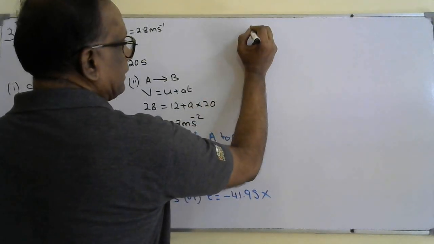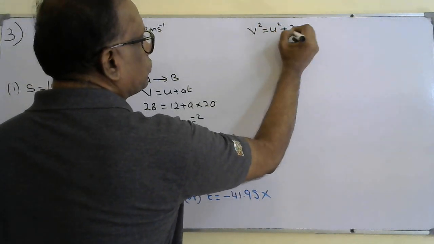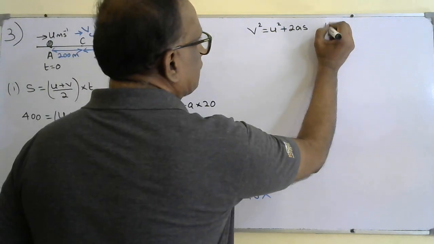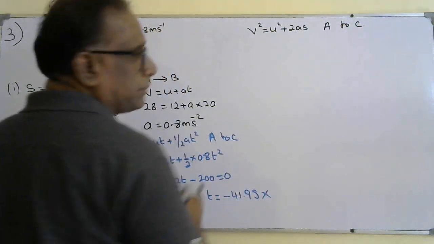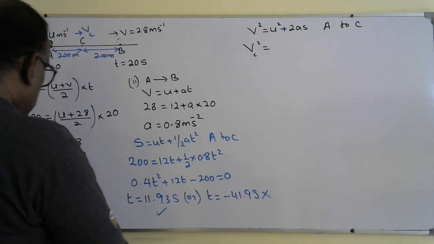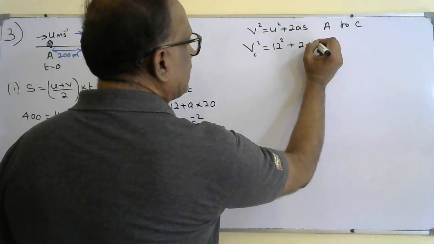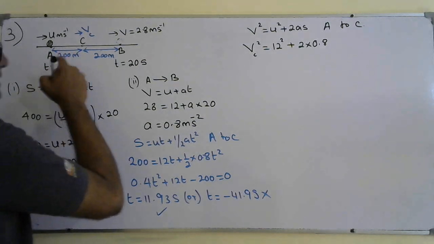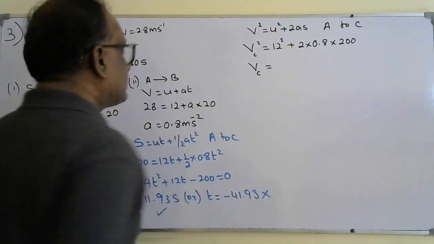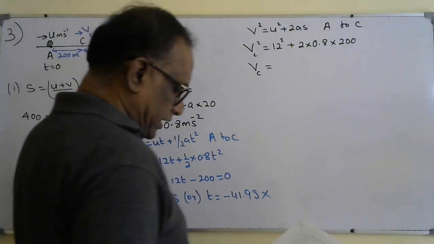Another method, second method I can say, we can say by using v squared equal u squared plus 2as. A little longer method, but you might do that way also for the motion from A to C. C is the midpoint. So I need to find the speed at C, vC squared equals u squared, 12 squared, plus 2 into acceleration, we found it 0.8, s from A to C, s is 200. So solve it and find vC at point C. You will get the speed at that point, it will be equal to 21.54.